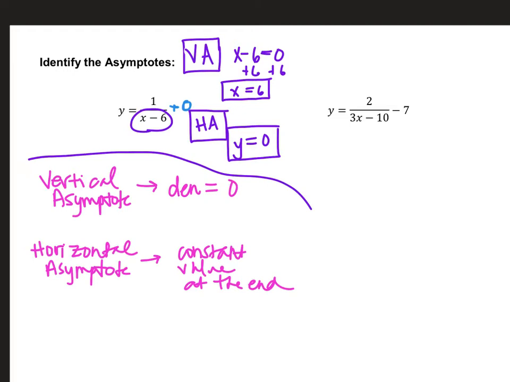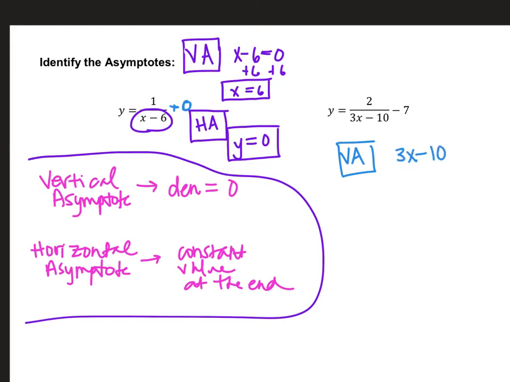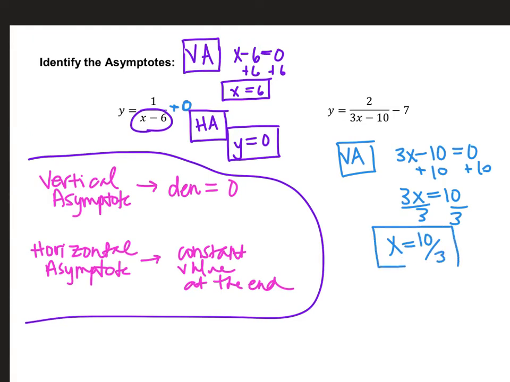Let's keep working on this. So here's our second rational function. We're going to find the vertical asymptote first. Vertical asymptote is set your denominator equal to 0. So 3x minus 10 equals 0. Solve for x. We're going to add 10 to both sides. 3x equals 10. Divide by 3. X equals 10/3. It's okay if it's a fraction. Not all vertical lines hit at exact points, but that's your vertical asymptote.